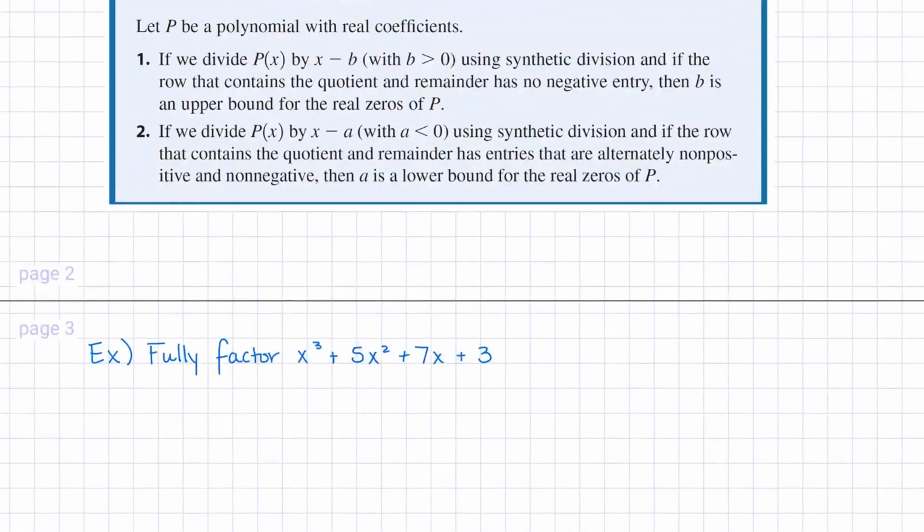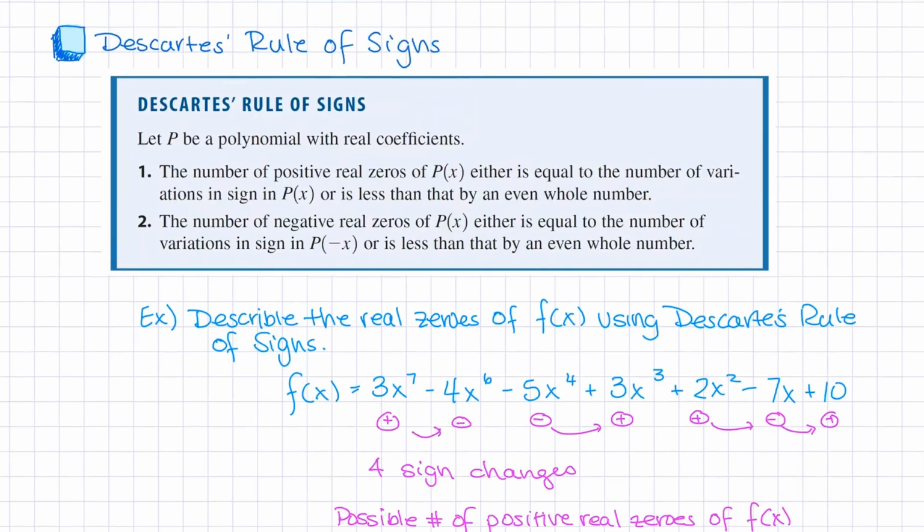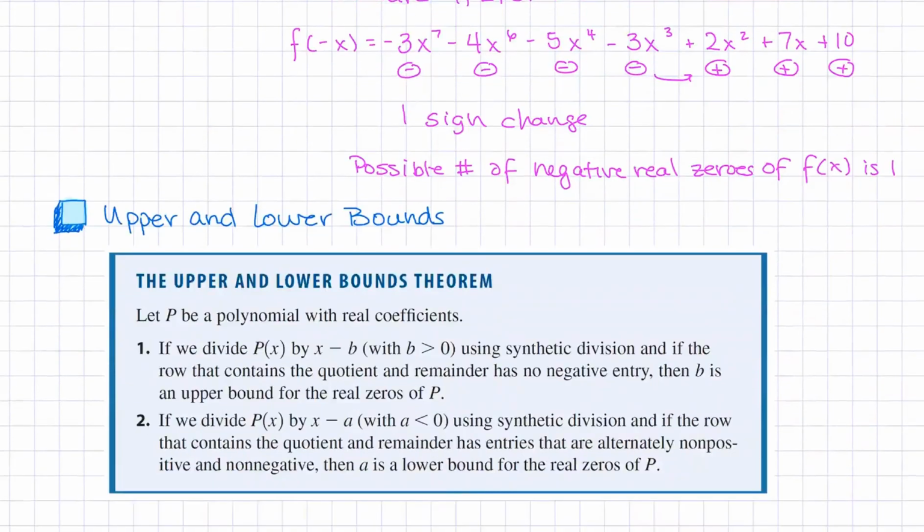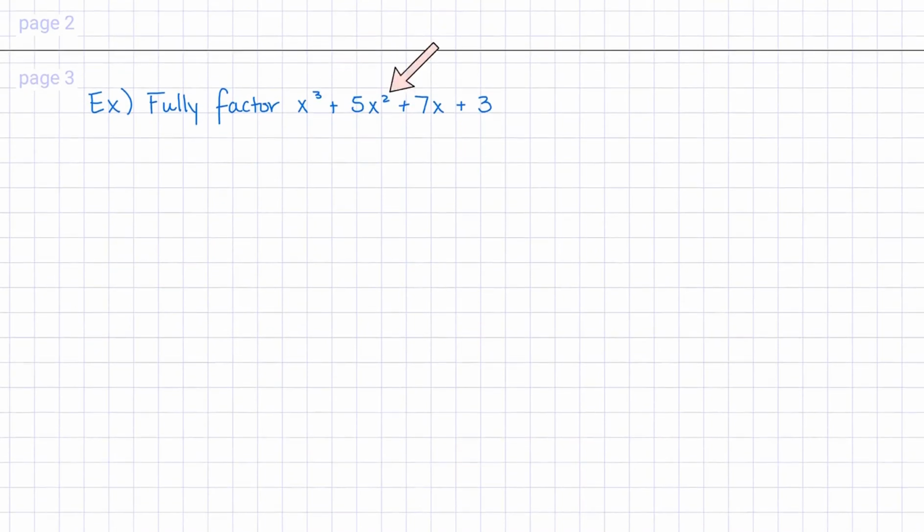So if I look at that, the first thing I notice is there's no sign changes. Now remember, let's just quickly go back to Descartes' rule of signs here. According to Descartes' rule of signs, the number of positive real zeros is equal to the number of sign changes in p of x, or less than that by an even whole number. We don't have any sign changes. That means there's no positive real zeros. Don't try any positive numbers. Just skip that and go on.